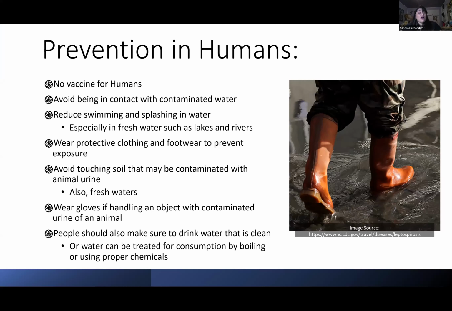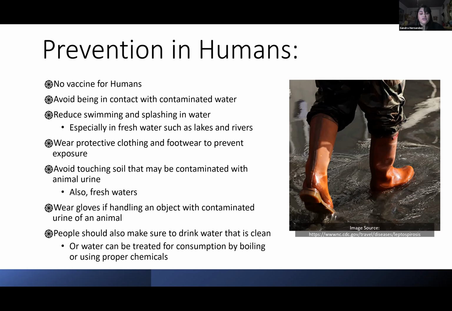Prevention in humans. Unfortunately, there's no vaccine for humans. That is why prevention needs to be taken with precaution. People can avoid being in contact with water that may be contaminated, reducing swimming and splashing in waters, especially in fresh waters such as lakes and rivers. If people must be in waters that may be contaminated because of work or any other activities, one should wear protective clothing and footwear to prevent exposure.